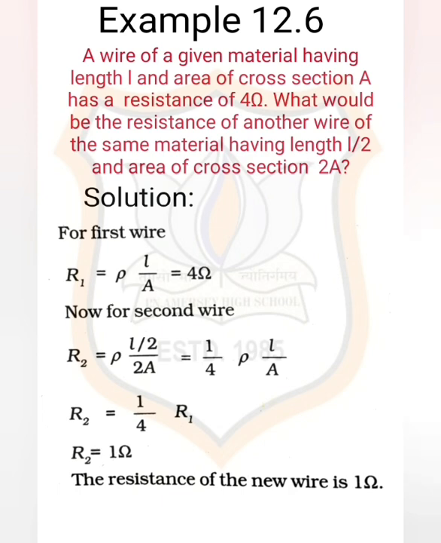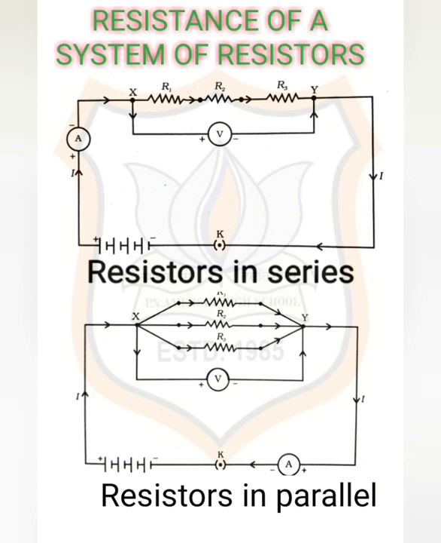So let us start here. For the first wire, that is R1, it is rho into L upon A, where rho is the constant of proportionality we have discussed, and it is given as 4 ohms. And for the second wire, R2 is equal to rho into L upon 2 upon twice A, and on solving we will get 1 upon 4 rho L upon A. On comparing R1 and R2 we will get R2 is equal to 1 upon 4 R1, and hence R2 is equal to 1 ohm, and the resistance of the new wire will be 1 ohm.